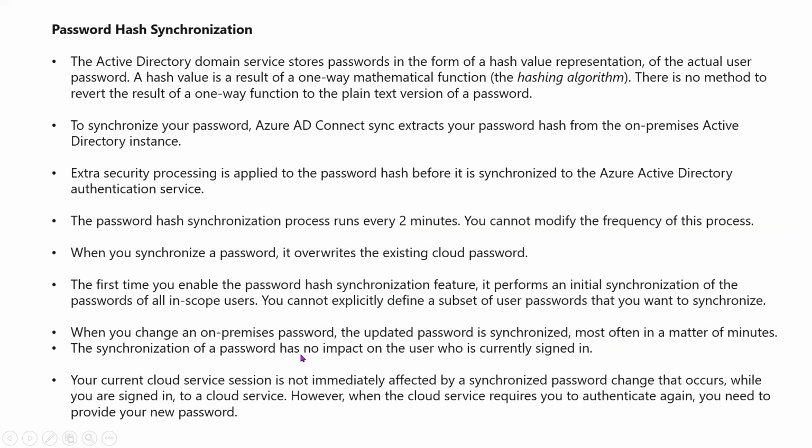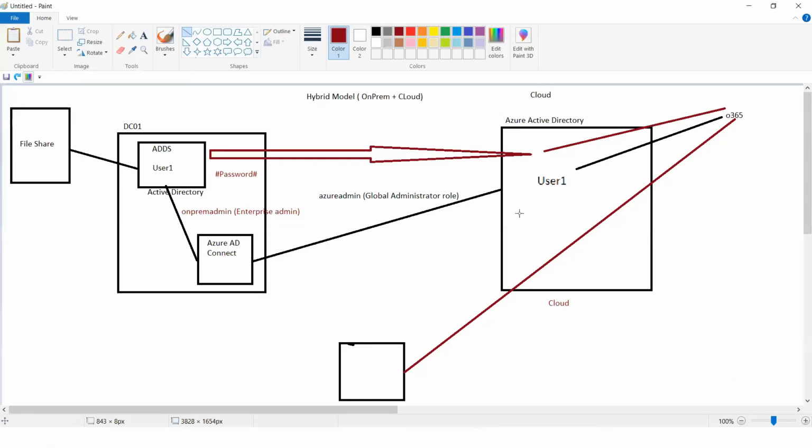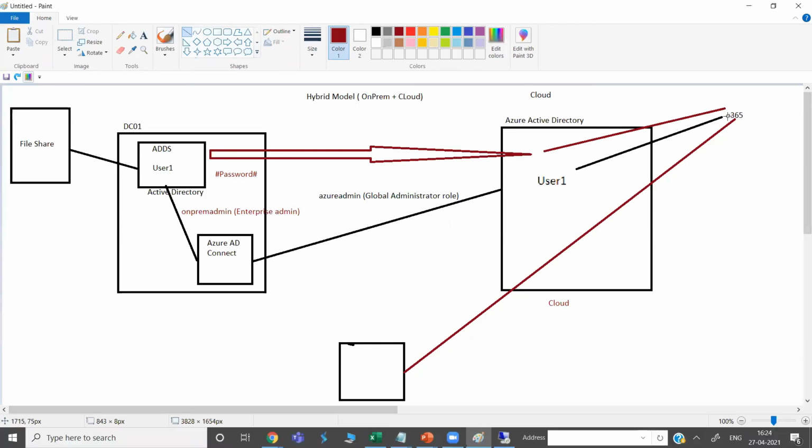The synchronization of password has no impact on other users who are currently signed in. So right now what it is trying to say, suppose you are connected here on this Office 365. Meanwhile, somebody changed the password here. So now you are already connected. When this password is changed and moving from here to here, during this process, you will not have any impact. You will not face any disconnect.